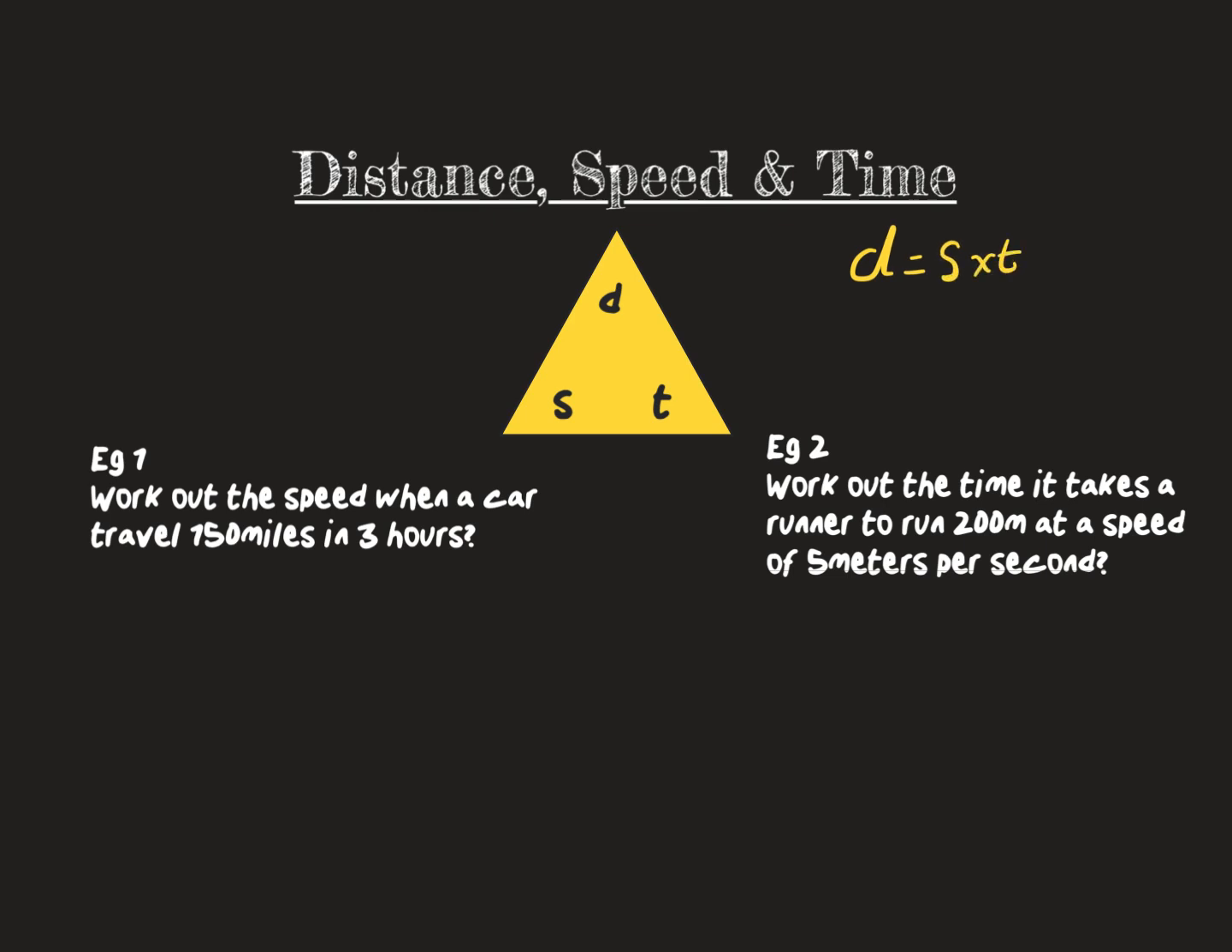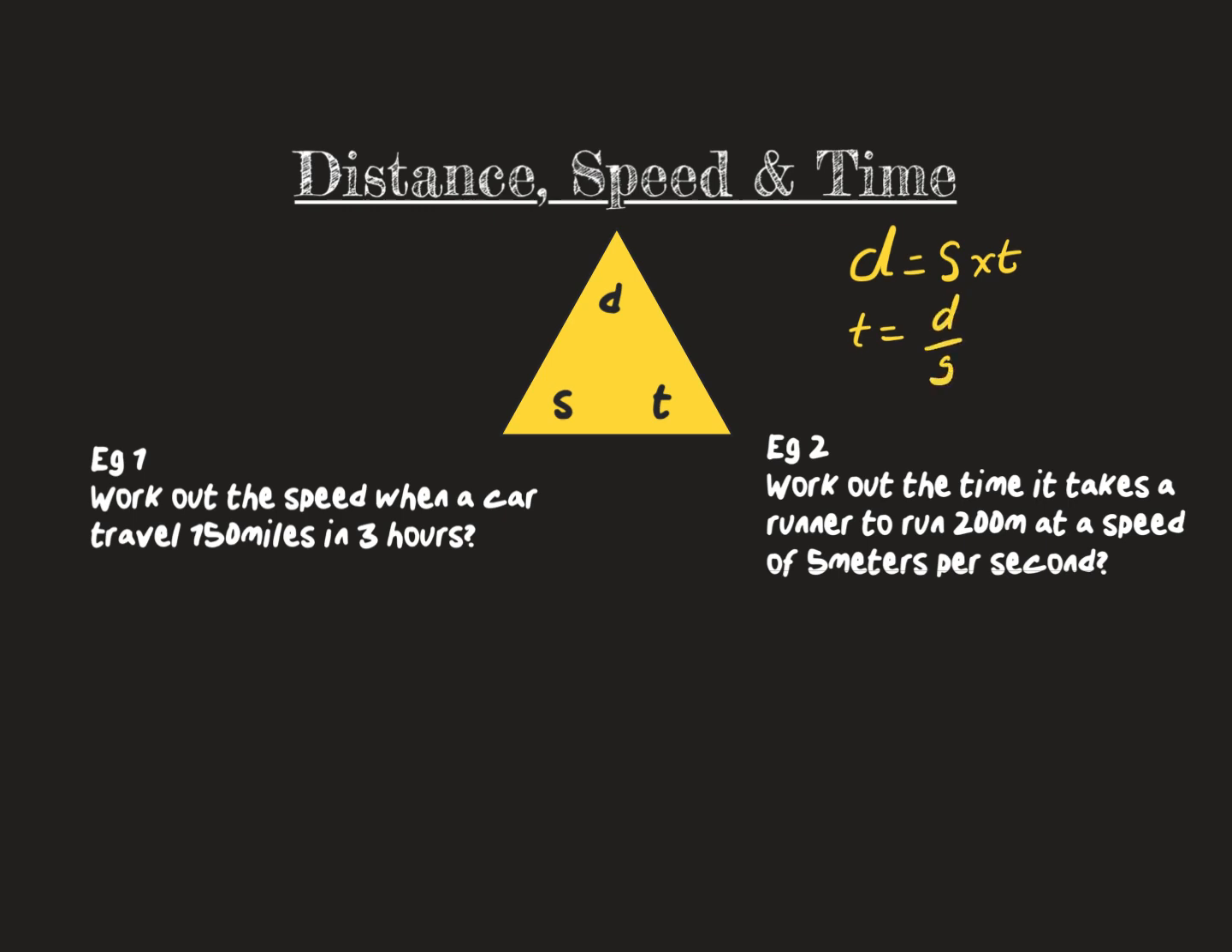If you want to work out time, then time is equal to, well, distance is at the top and speed is at the bottom. So when you have a letter over a letter in algebra, that means you divide. So it is distance divided by speed.